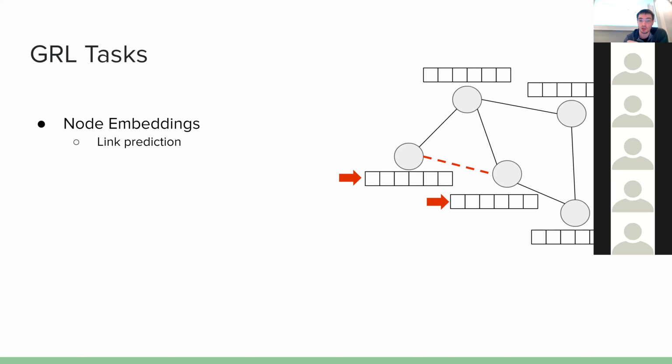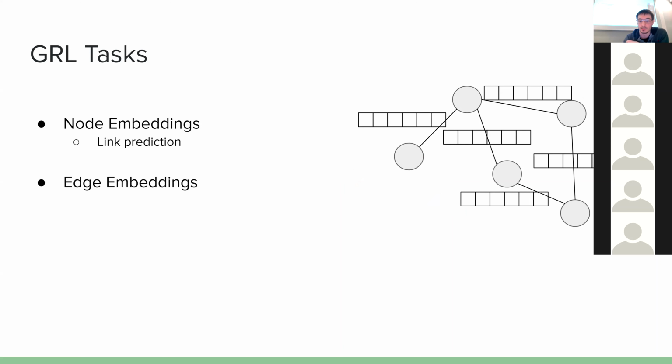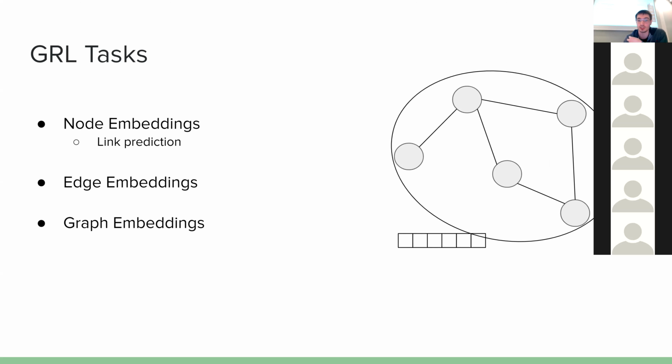But this is not the only type of representation that we can extract. For example, we can choose to extract not embeddings for the nodes, but embeddings for the edges, in case we want, for example, to predict some property of the edge itself, the strength of the edge, or some other characteristic of it. And we can also do a different thing, which is extract a single embedding that represents our entire graph.